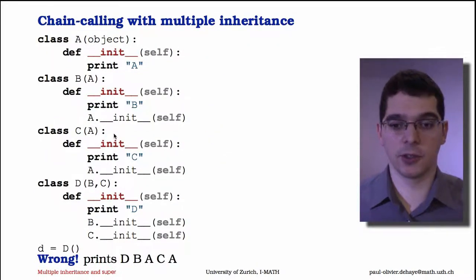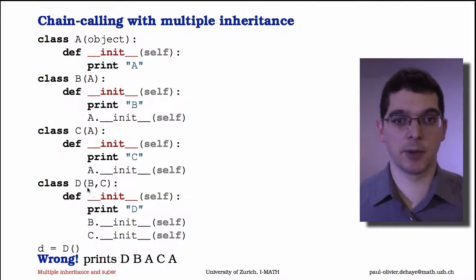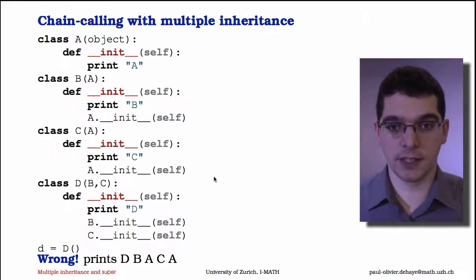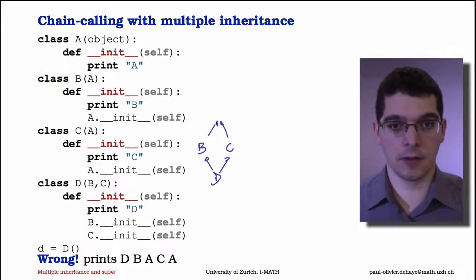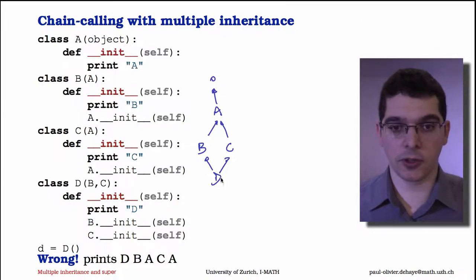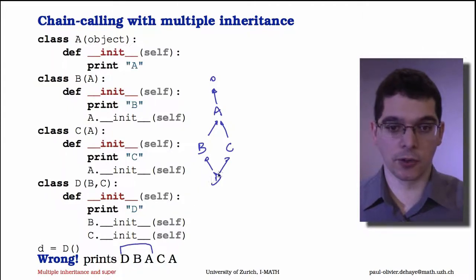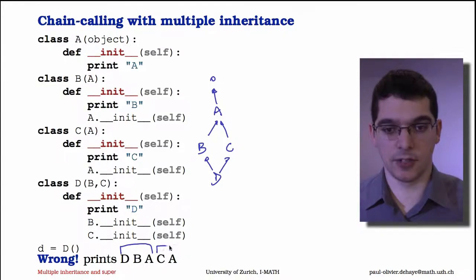All right, so the solution might be, well, we need to call two constructors. We need to call the constructor for B and the constructor for C, because D is both an instance of B and an instance of C. Well, if you do this, you will see that, so let me draw quickly the graph. So B, C, A, and of course object here. So if we do this, then we'll call the constructor for D, and this will call the constructor for B, which will call the constructor for A. So this explains this part. But then we call the constructor for C, and the constructor for C also calls the constructor for A. Okay, so now we print CA.